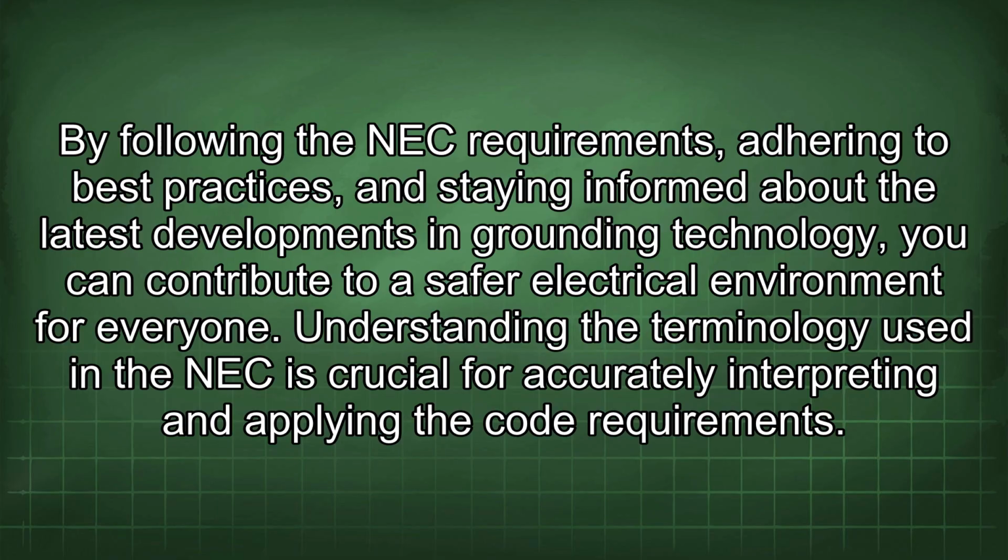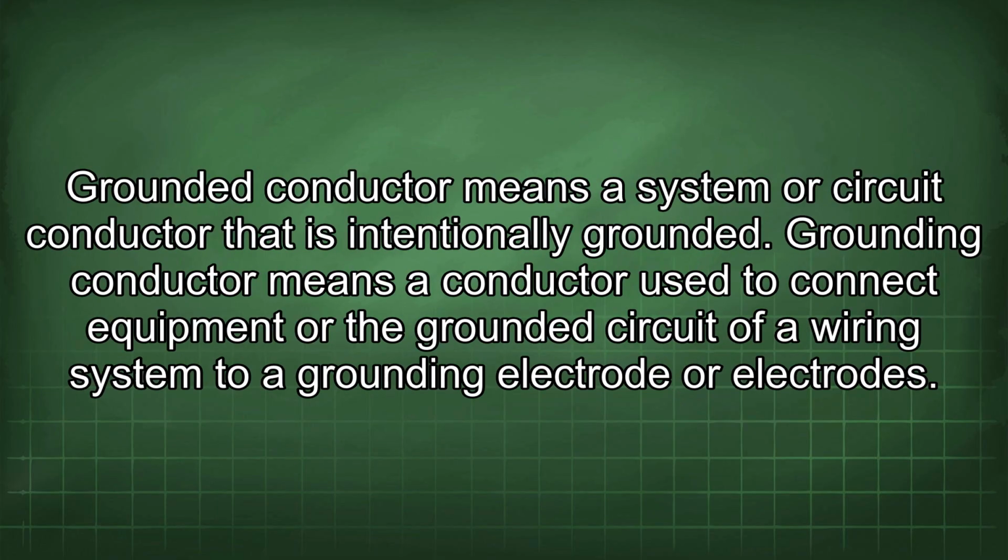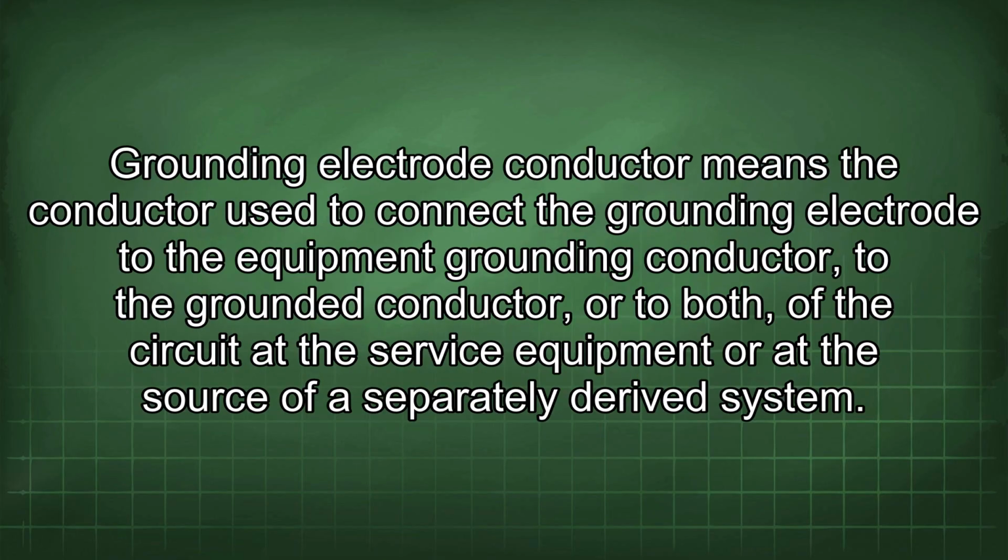Understanding the terminology used in the NEC is crucial for accurately interpreting and applying the code requirements. Grounded conductor means a system or circuit conductor that is intentionally grounded. Grounding conductor means a conductor used to connect equipment or the grounded circuit of a wiring system to a grounding electrode or electrodes. Grounding electrode conductor means the conductor used to connect the grounding electrode to the equipment grounding conductor, to the grounded conductor, or to both, of the circuit of the service equipment or at the source of a separately derived system.